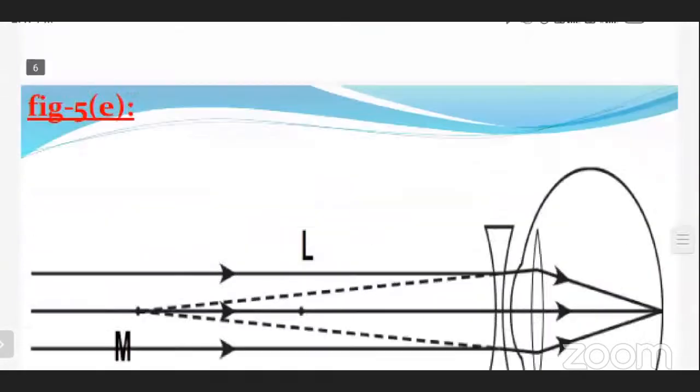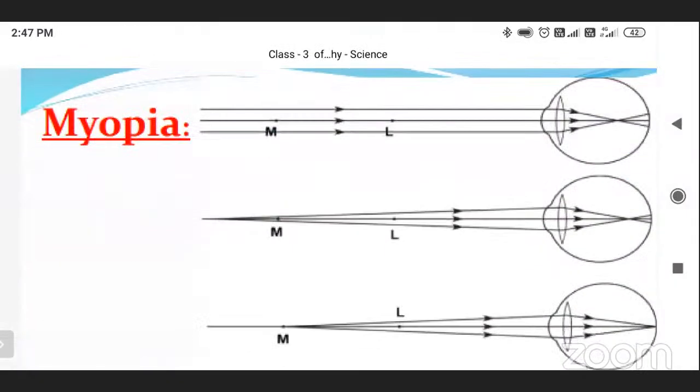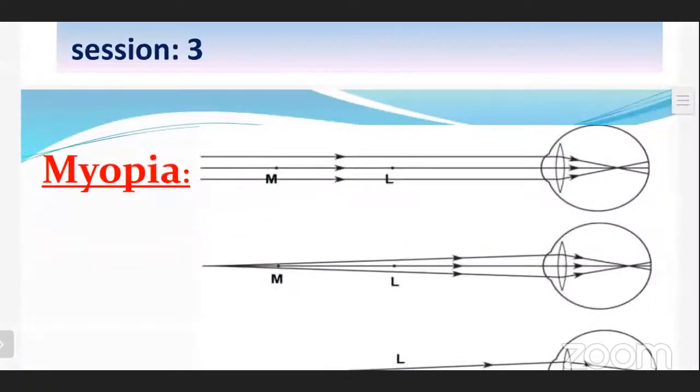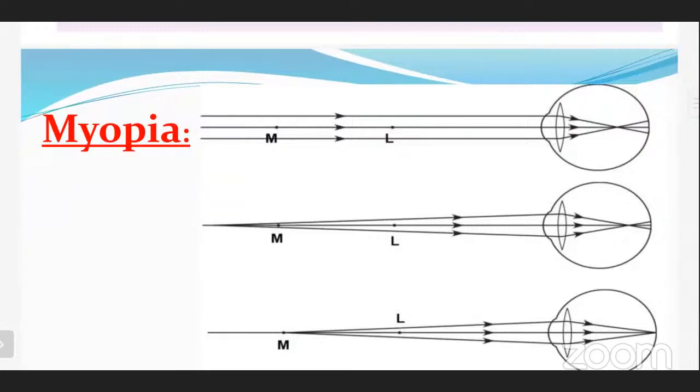Myopia means what we have discussed today. For a healthy human being, the minimum focal length of our eye lens is 2.27 centimeters and the maximum focal length is 2.5 centimeters. But for some people there is a change in focal length. If the maximum focal length is less than 2.5, the defect is called myopia.